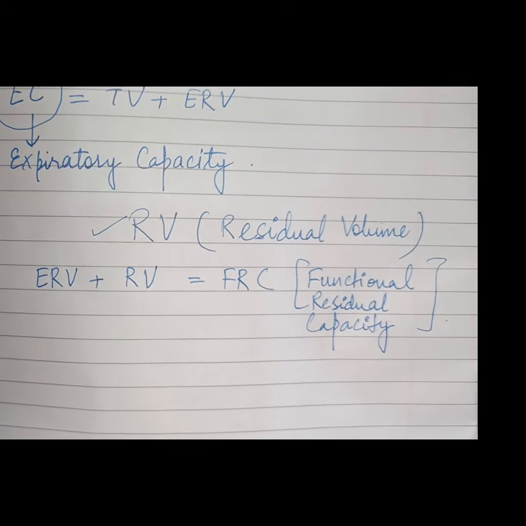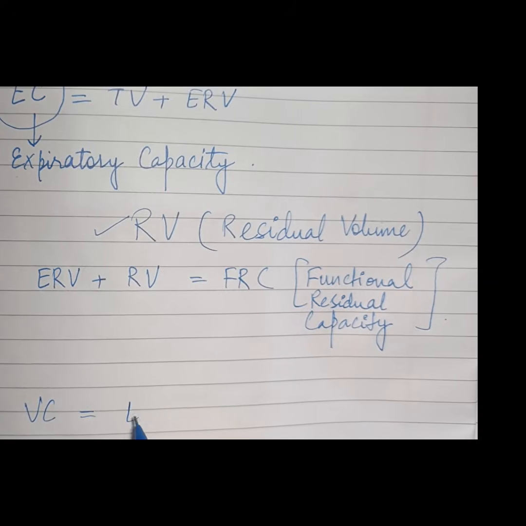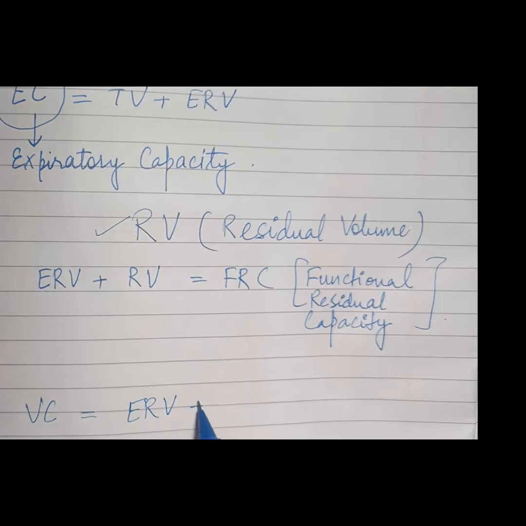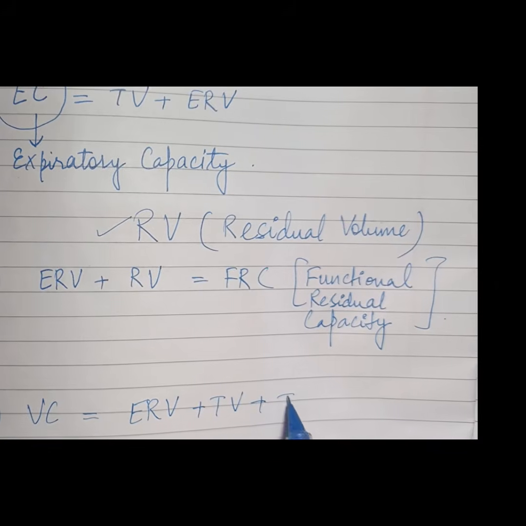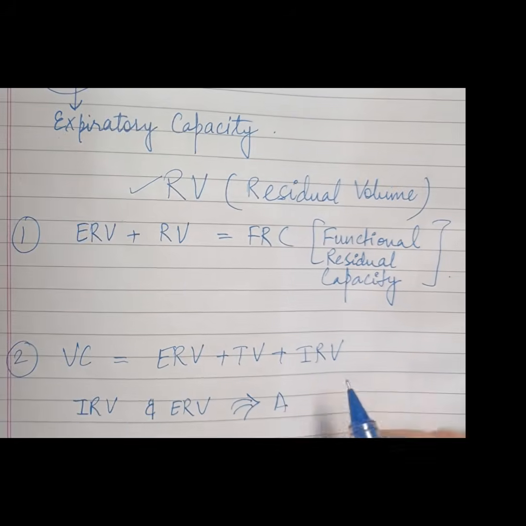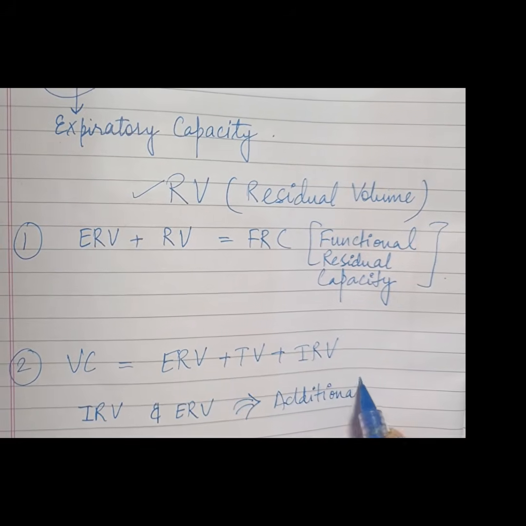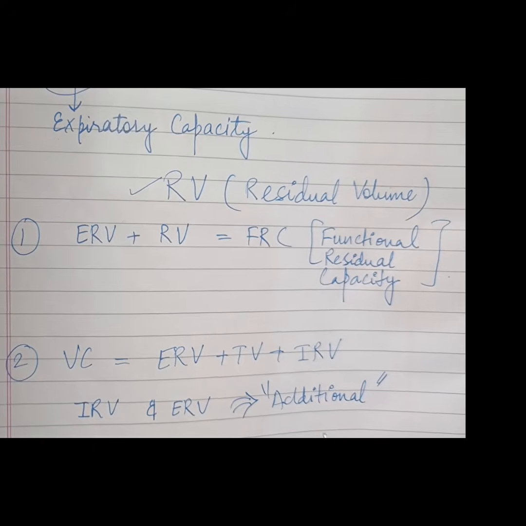The second respiratory volume will be vital capacity, which will be the sum of expiratory reserve volume, tidal volume, and inspiratory reserve volume. I tried remembering inspiratory reserve volume and expiratory reserve volume in one more way, that in both the definitions, additional is the keyword.